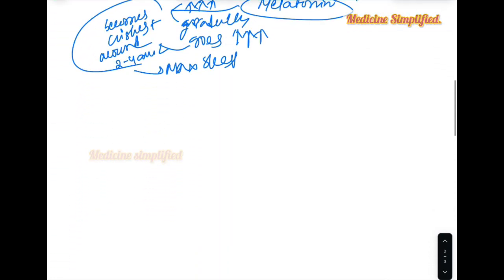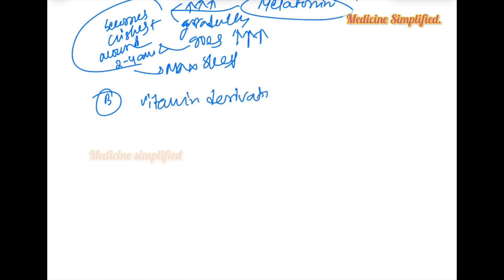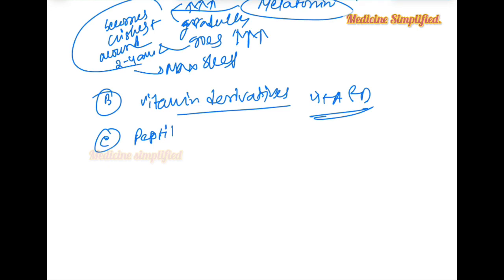Now, we have already covered the amino acid derivatives. Number 2 is vitamin derivatives. Vitamin-derived hormones are vitamin A and vitamin D. I will talk about these in detail later on.